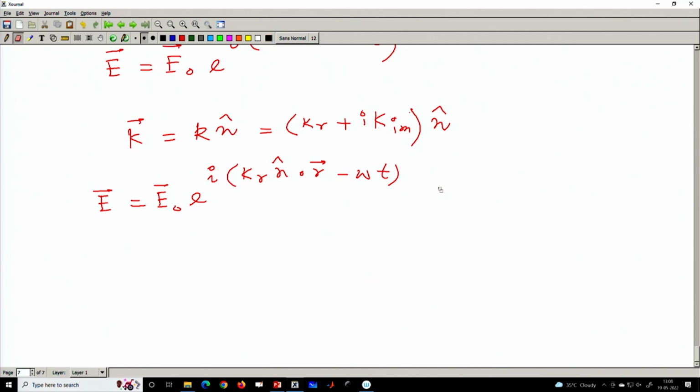So, let me erase this part. We have an exponential term which is a decaying part governed by the imaginary part n dot r. So, this term is the attenuation we are having, this is the loss term, this is exponentially decay. So, a few things we can note.